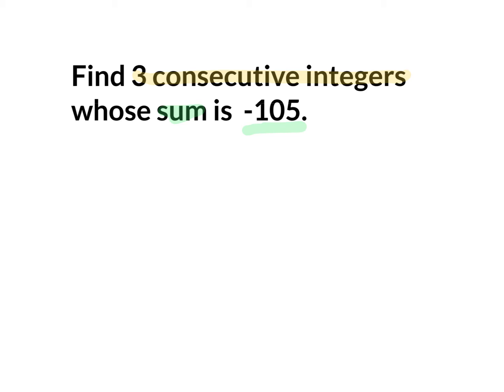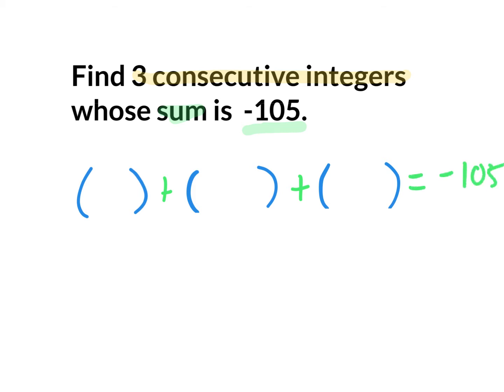So this is the bottom line. We have 3 numbers, and I'm going to put these in parentheses. We have one number plus another number plus another number. And the answer should be negative 105. So this is an algebraic problem we want to create.